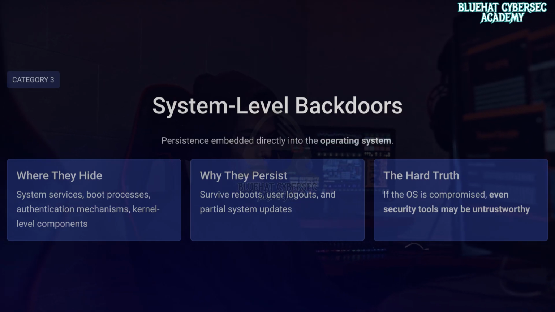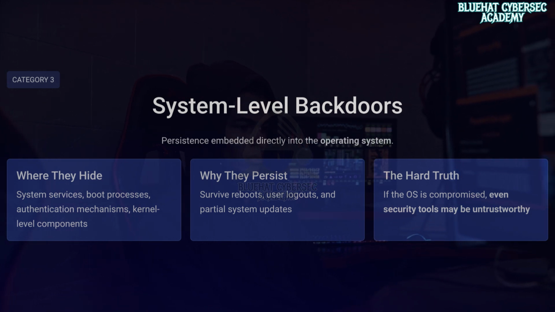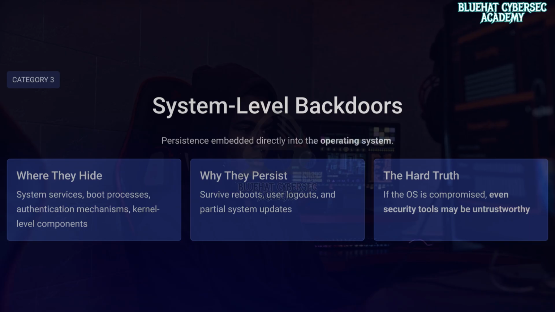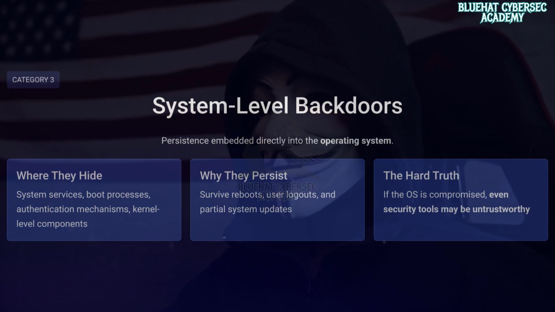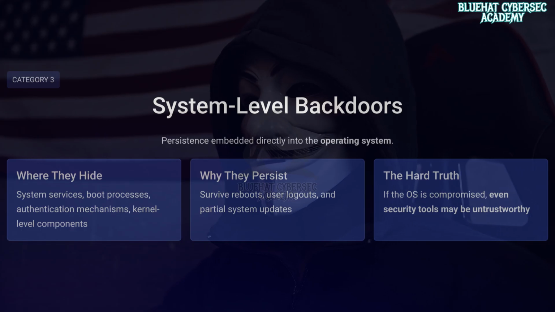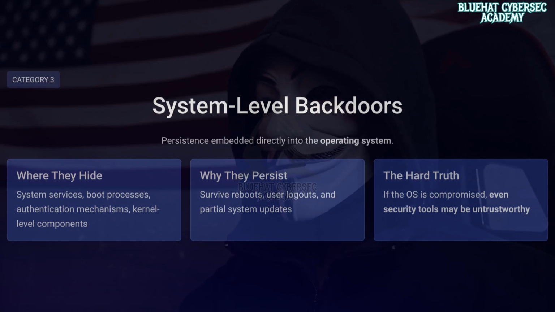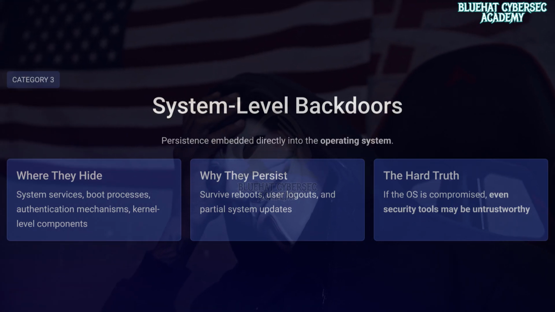Now let's go deeper into system-level backdoors, where persistence is embedded directly into the operating system. These are more advanced and typically show up in targeted attacks. Instead of relying on user-level persistence, attackers attempt to embed themselves into system services, boot processes, authentication mechanisms, and even kernel-level components. So why does this matter?